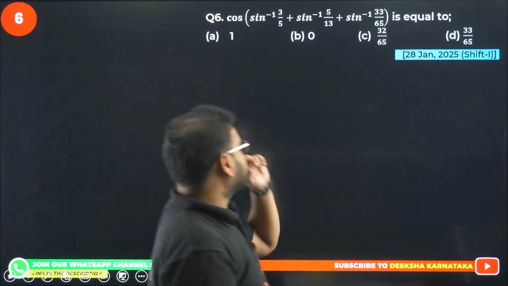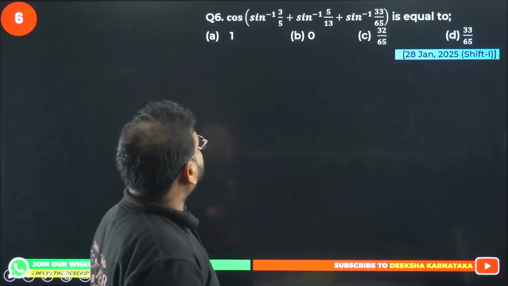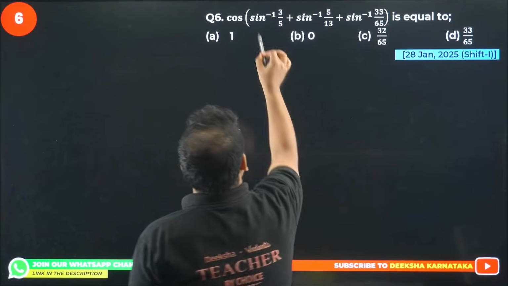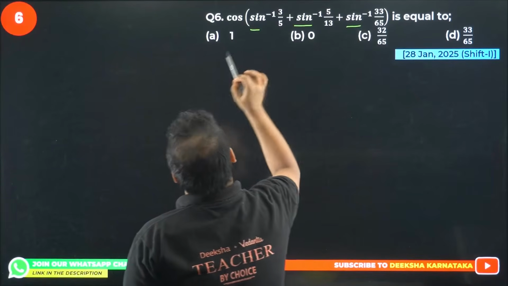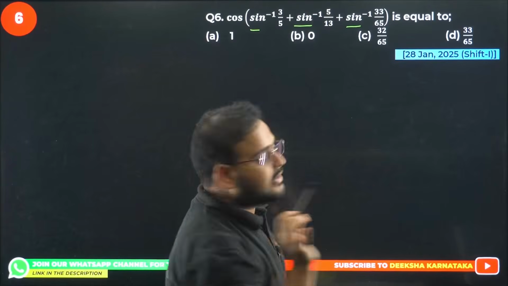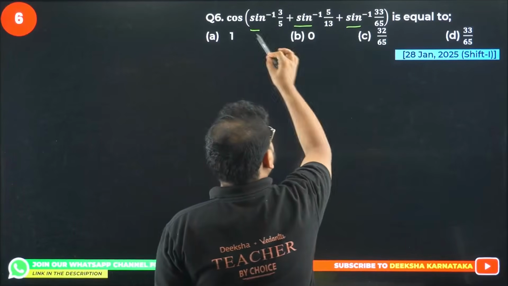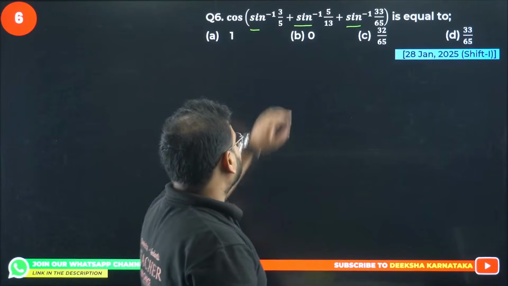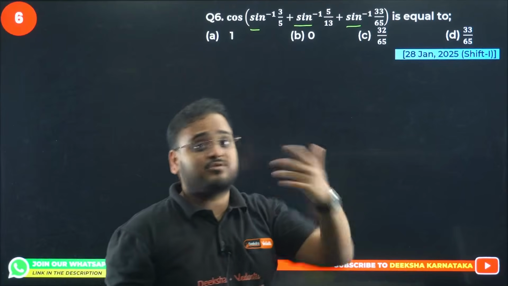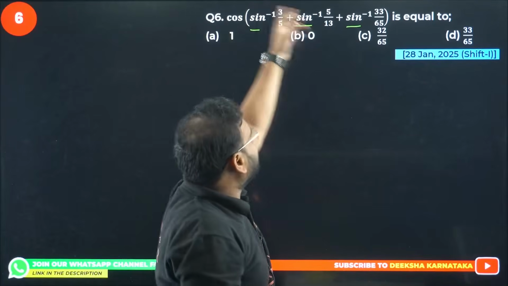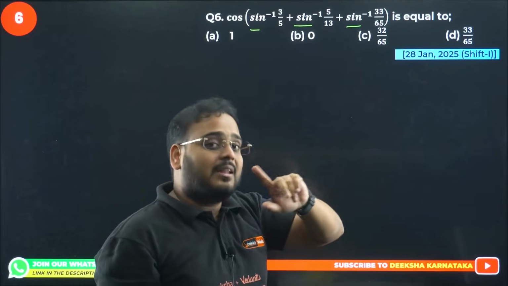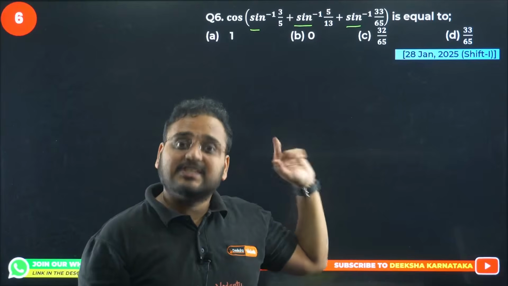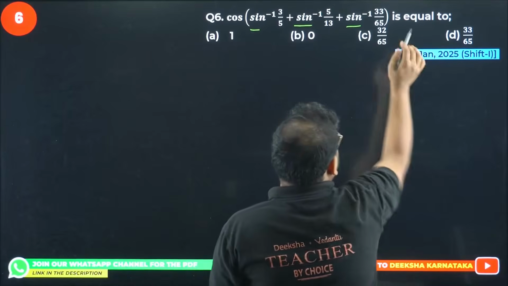Now next, question number 6: we have cos of sin inverse 3 by 5 plus sin inverse 5 by 13 plus sin inverse 33 by 65. Whenever you see this many plus terms, understand this. To solve this question, you need some angle over here which can be operated with cos. Otherwise, you can't solve this question. So we have to simplify what is inside the bracket. The best way to do it right now is with the help of the tan inverse formula. Remember, tan inverse is easy to solve from there. Let's convert everything in terms of tan inverse.